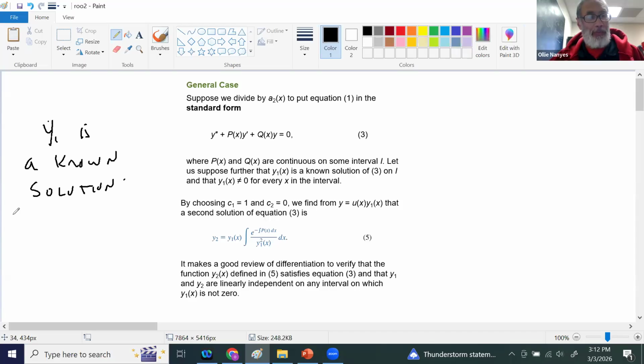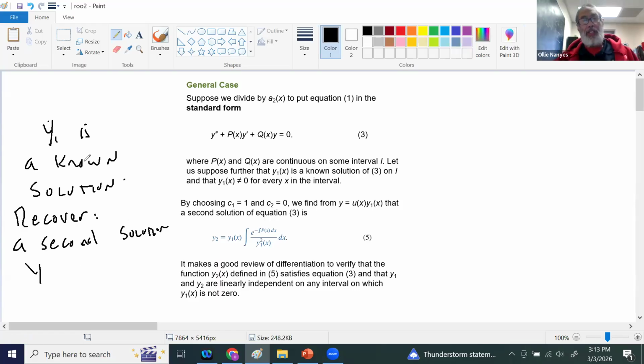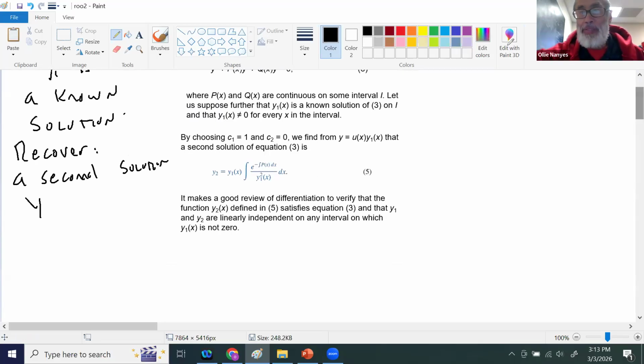We wish to recover a second solution, y, which is linearly independent from y1. And this is the form of the differential equation we're going to take. And this is a formula which appears in your WebAssign homework, and this is what we wish to derive.